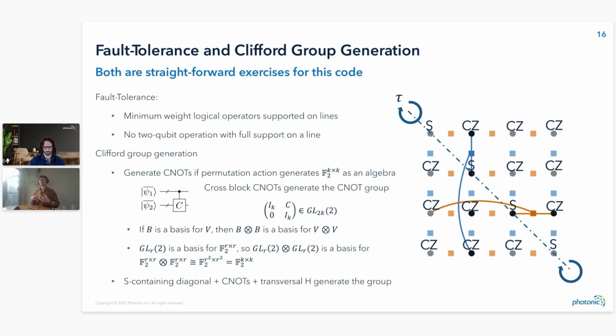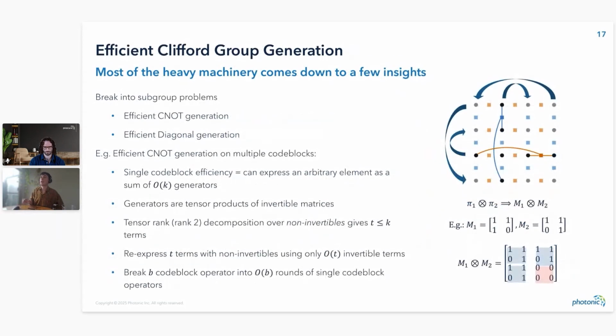And essentially what this gives us is a way to generate all logical cross-block C0s, and then you're kind of off to the races, really. You take the transversal H we saw earlier, you take any choice of S-containing diagonal, and you get the full Clifford group. Okay, so that was step B, I think, of our recipe for success.